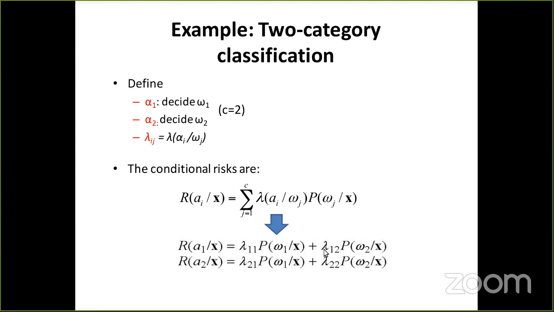So this is the risk, which is the information you give to your model, and this is the probability of belonging to class 2. So essentially, the risk of taking action 1 given the data point is basically the probability that it did not belong to class 1, so the probability that it actually belonged to class 2, and then the weight that we assign for that particular decision.